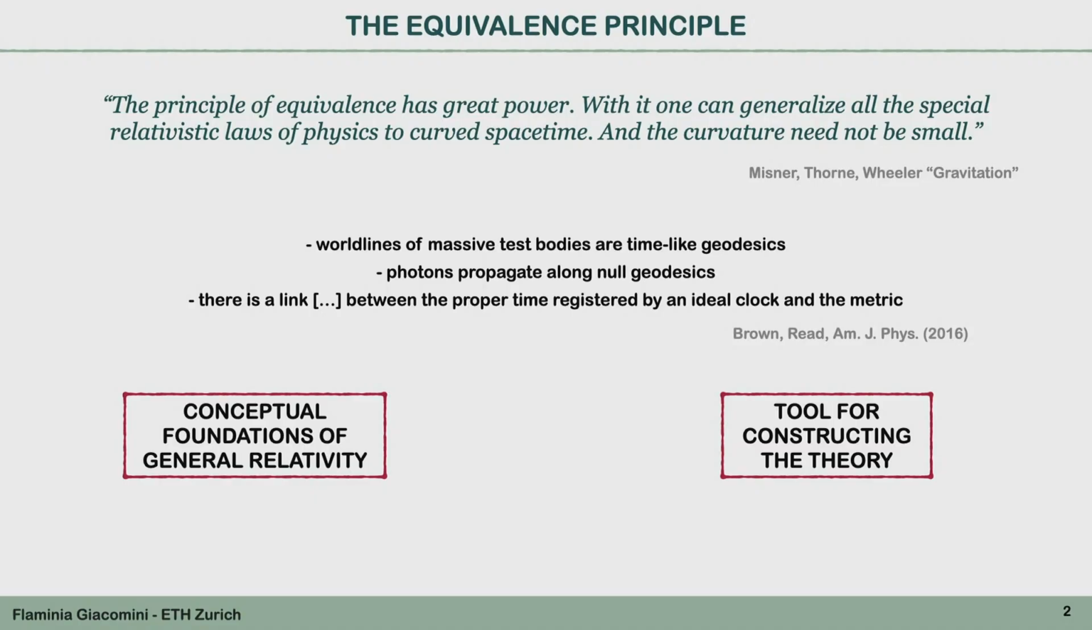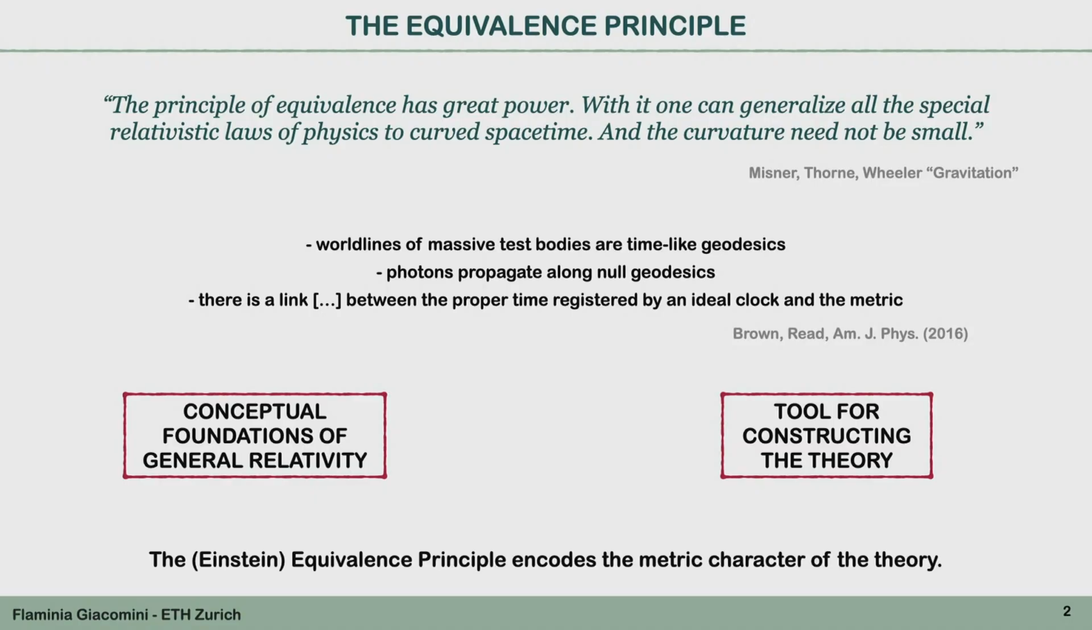Since this is such a powerful conceptual tool for the theory, what happens if we are in a situation where we are not within the assumptions of the usual equivalence principle? We would still like to have something like it, possibly a generalization, that could guide us towards building a theory of gravity in the quantum regime, or something else. In particular, the Einstein equivalence principle encodes the metric character of the theory.